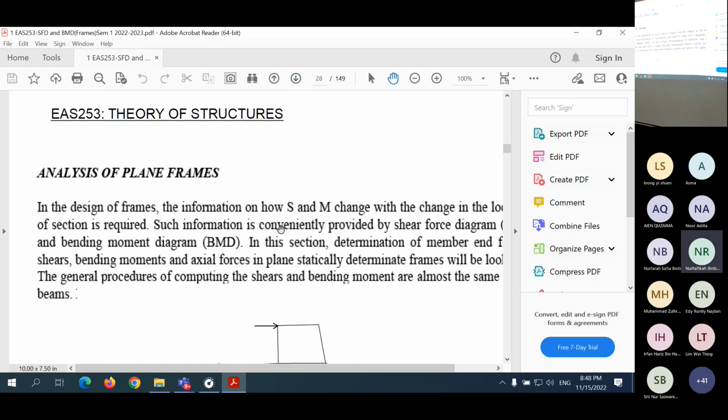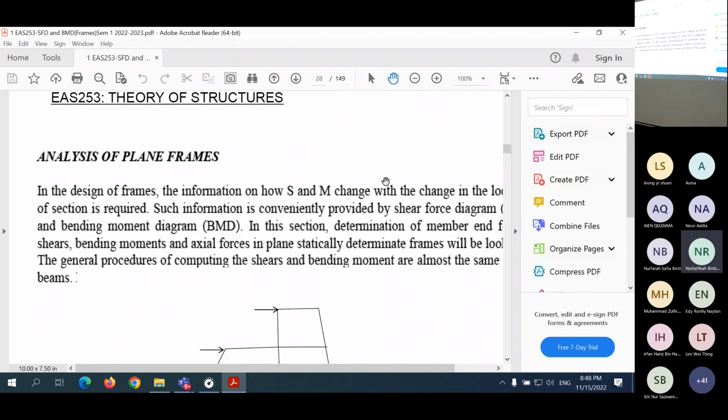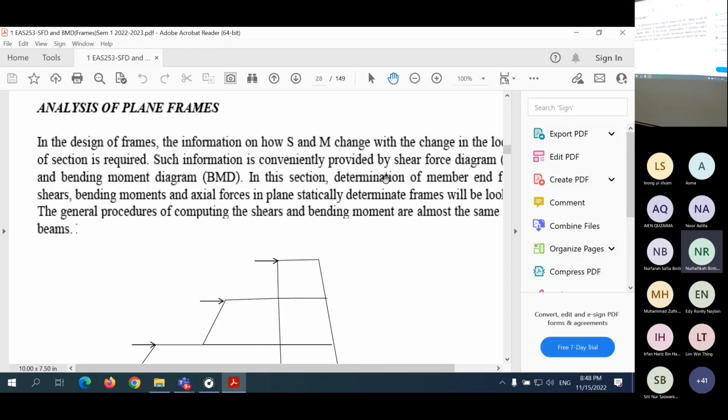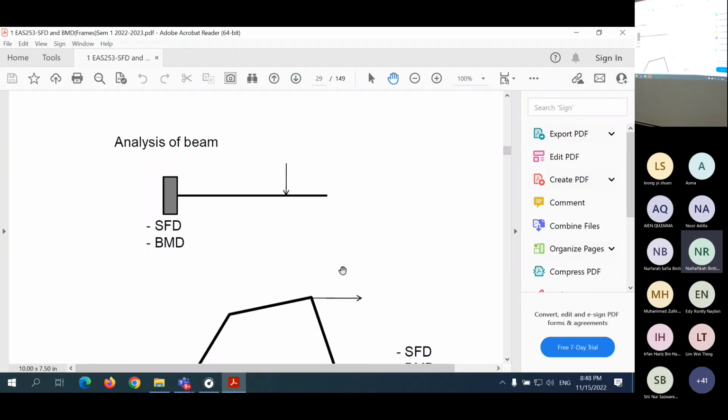Now, the main thing that I would like to go through with you tonight and finish off is about drawing of axial force, shear force, and bending moment diagrams for frames. Okay, for frames. Now, for beam, we have already gone through in the last 4 weeks, starting with analysis of beams, analysis of frames. Then we go to drawing of shear force diagram and bending moment diagram using the cut section method and using the direct integration method.